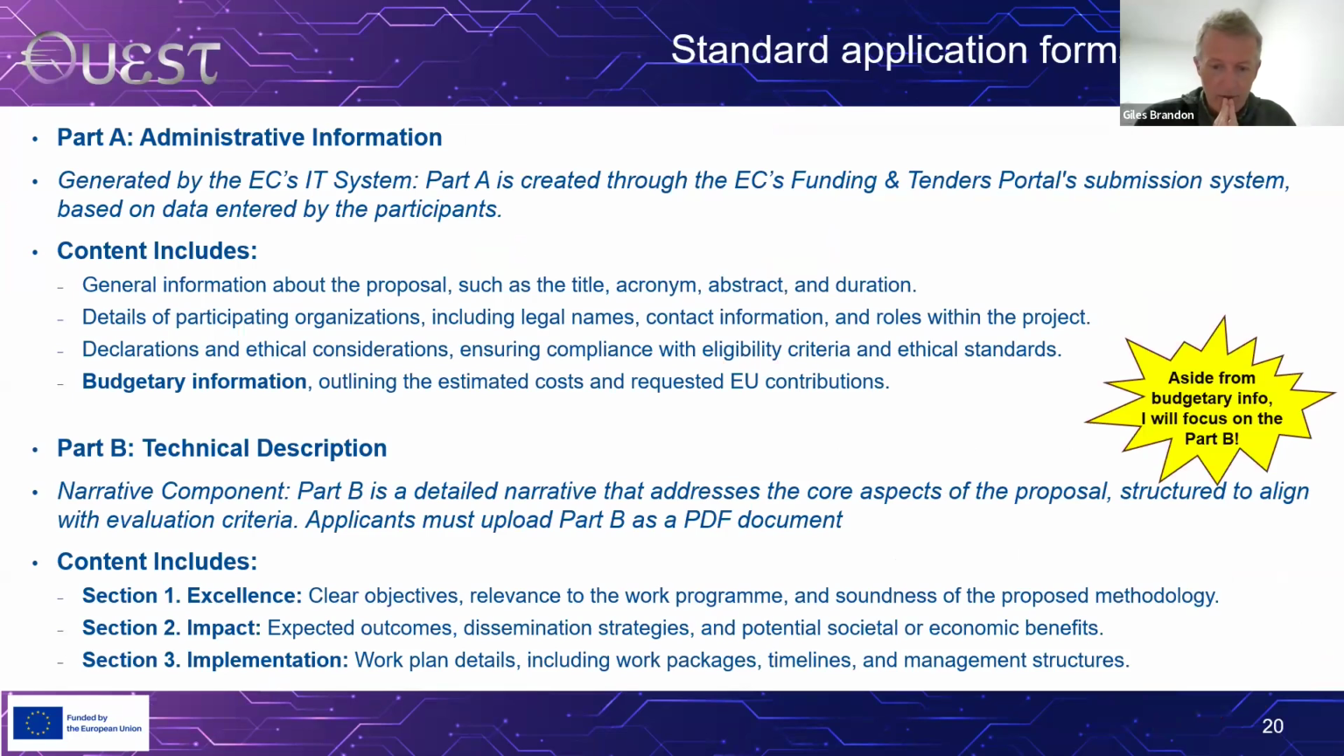Assuming you've got your application form document, the proposal breaks down into two parts: the Part A and the Part B. In simple terms, the Part A is mainly about administrative information. The content here will be general information about the proposal, such as title, acronym, and abstracts. It's the area where you put in details about the participating organizations, such as their legal names, contact information, and roles. You'll have to tick various boxes about declarations and ethical considerations.